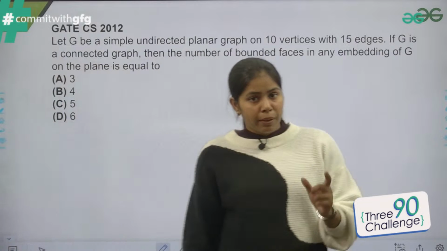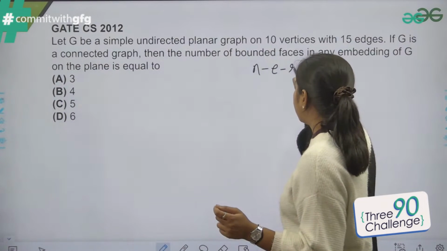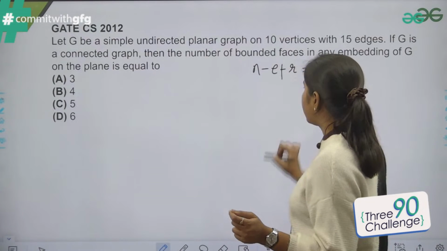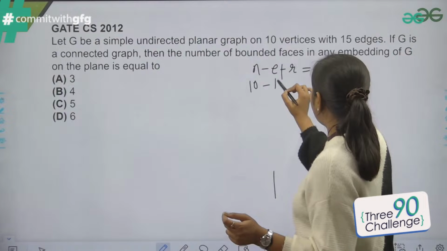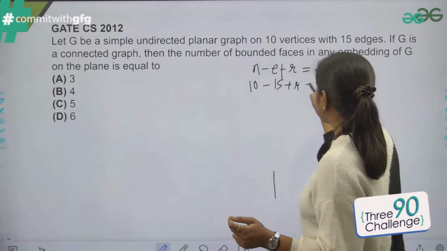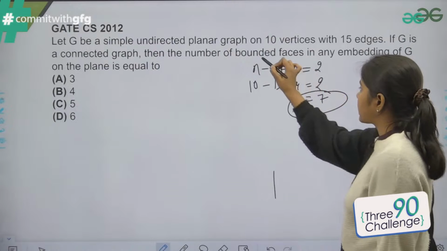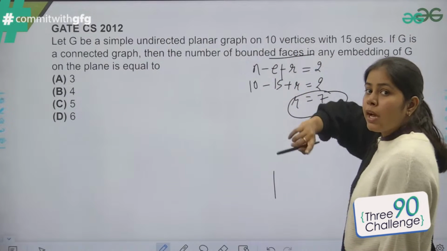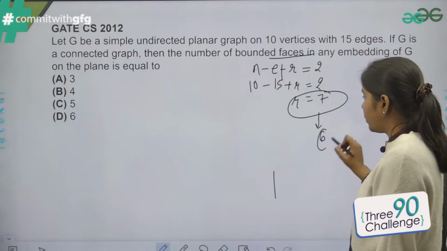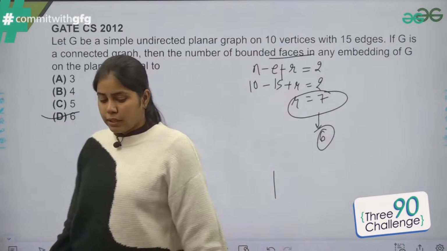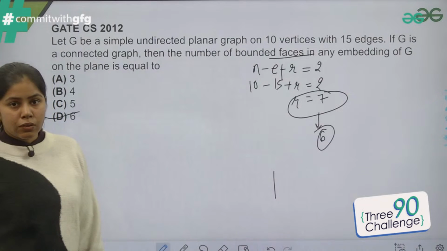So guys, if you remember, we have Euler's formula. Euler's formula says that for a connected planar graph, n minus e plus r equals 2. The number of vertices is 10, edges 15 are given, and faces I'll get from here. So I'll get 7 faces, but they are asking for bounded faces. We have one unbounded face and the other ones are bounded. So 6 bounded faces we have. That's why option D is true.